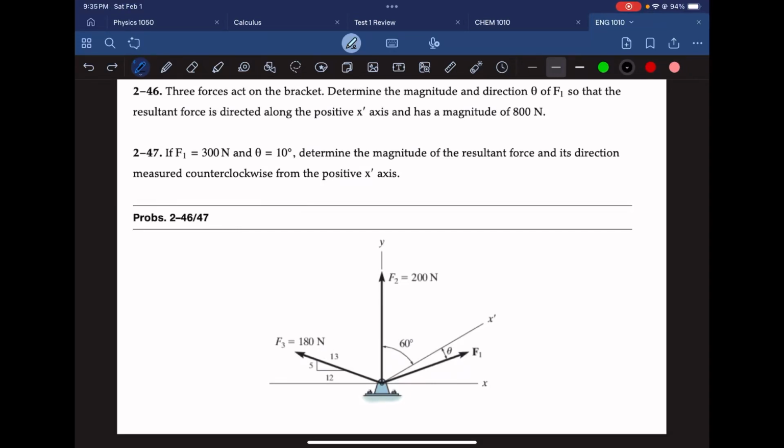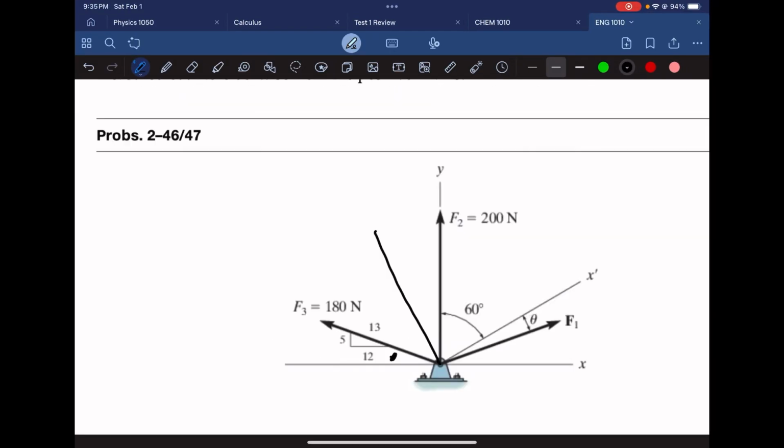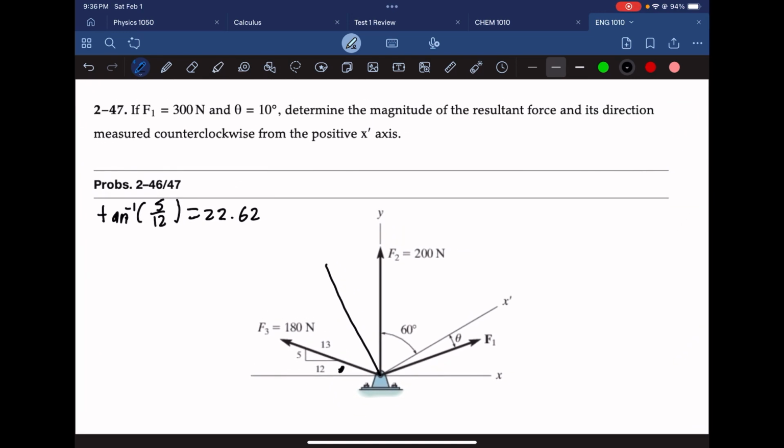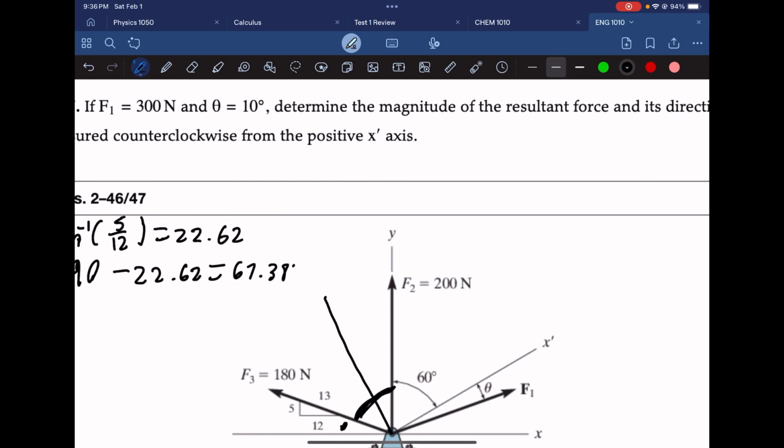We are going to be solving this graphically. So here we go. Tan minus 1 gives 22.62. And now, in order to find this whole thing, we'll just go 90 minus 22.62 equals 38. Perfect. Okay.